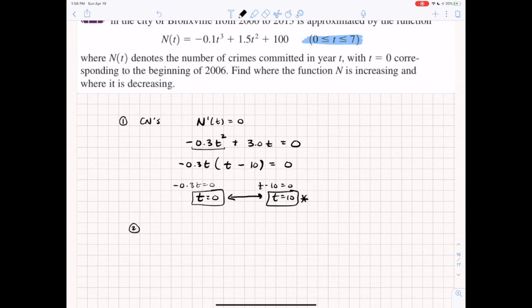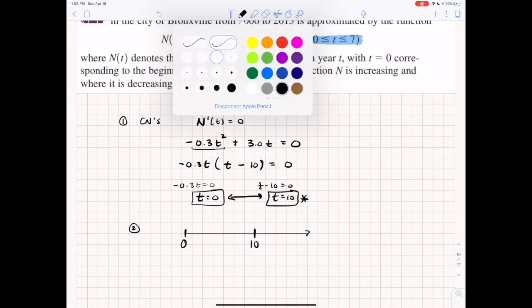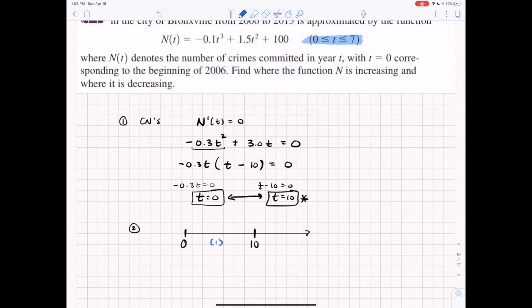So when I go to my number line, I'm actually not going to stop it at 7, although that's where our interval is. I am going to draw it out as if we were going like normal to 10, so you could kind of see what I'm talking about. All right, I'm not going to go any further to the left of 0 because we're not looking previously before 2006. I need to pick a test value, so maybe something like 1 and then maybe something like 11.